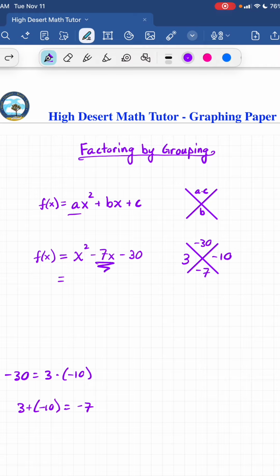Now we can split this middle term into two terms. We keep our x squared. We take positive 3x, negative 10x, and we bring down our negative 30.